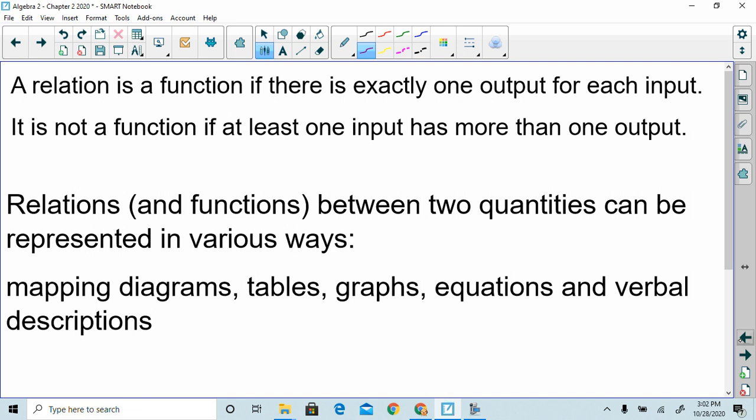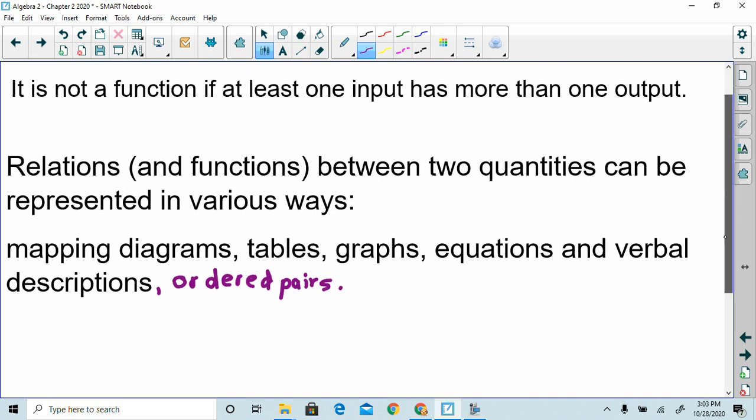A relation is a function if there's exactly 1 output for each input. It's not a function if at least just 1 input has more than 1 different output. Relations between 2 quantities can be represented in various ways. There's the mapping that I just highlighted. There's the table of values, a function table. The graphs can show this relationship as well as equations and verbal descriptions. And to this, I actually am going to add the coordinates or ordered pairs. All of these are ways that I can represent a relation or a function.